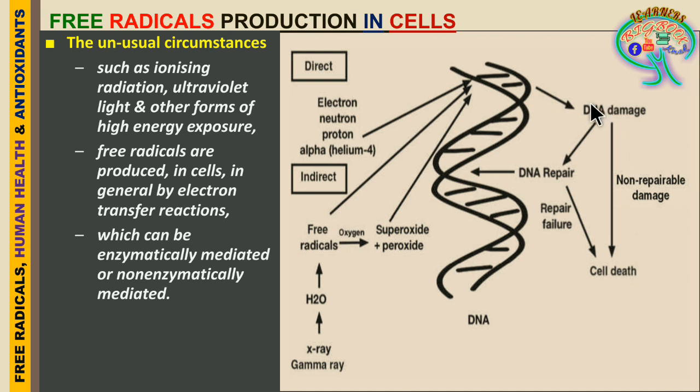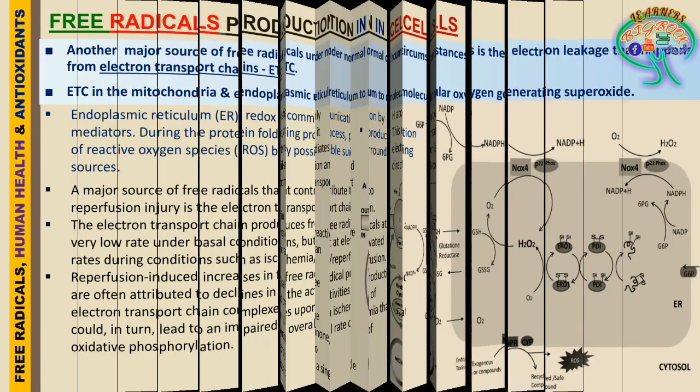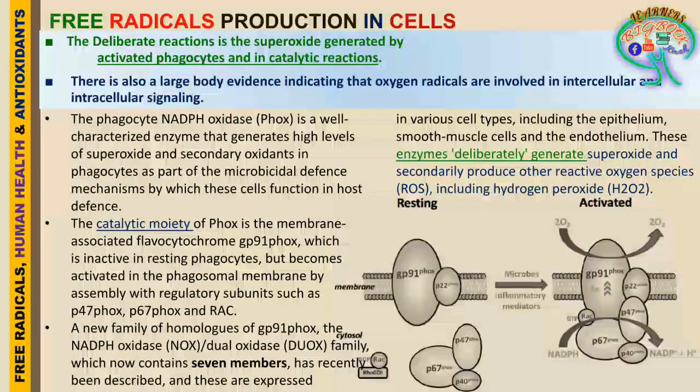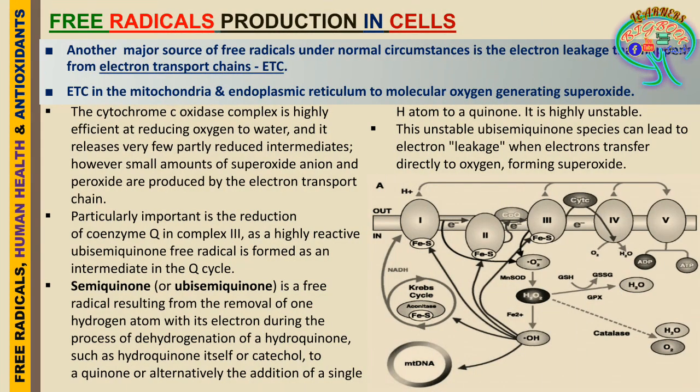If the DNA damage is not pushed to DNA repair, or non-repairable damage processes, where necrosis or cell death has to take place, and if that does not take place, and the cell replicates with the damaged DNA, it is going to lead to hazardous diseases. Now here, this is regarding the unusual circumstances. The usual circumstances we studied are internal metabolic processes which are responsible for the release of free radicals. So this is how free radical production takes place in cells.